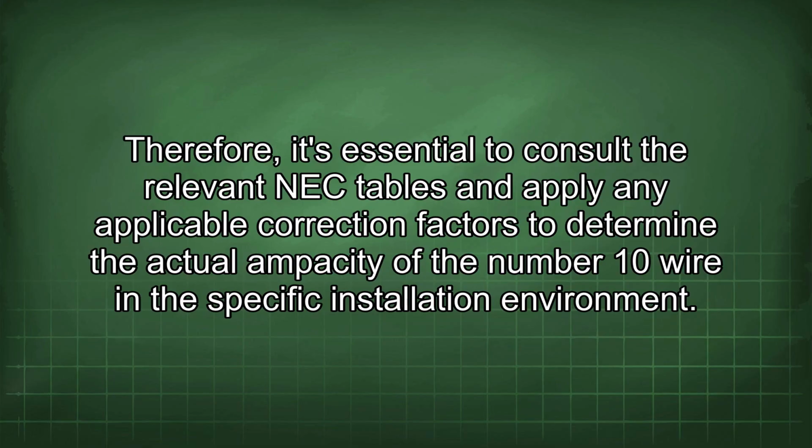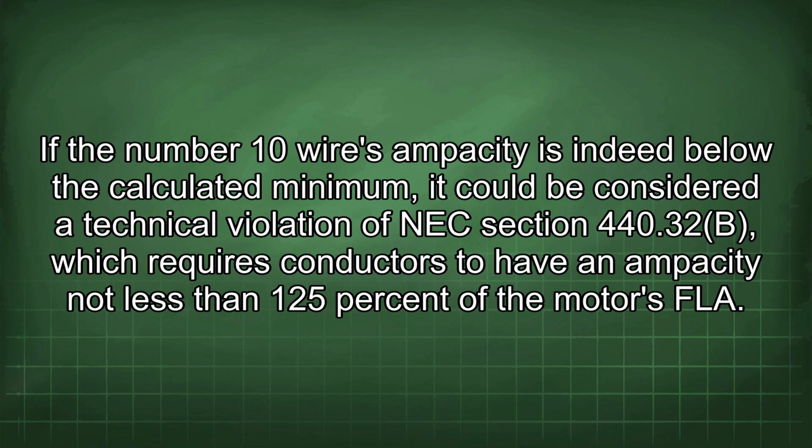Therefore, it's essential to consult the relevant NEC tables and apply any applicable correction factors to determine the actual ampacity of the number 10 wire in the specific installation environment. If the number 10 wire's ampacity is indeed below the calculated minimum, it could be considered a technical violation of NEC Section 440.32(B), which requires conductors to have an ampacity not less than 125% of the motor's FLA.